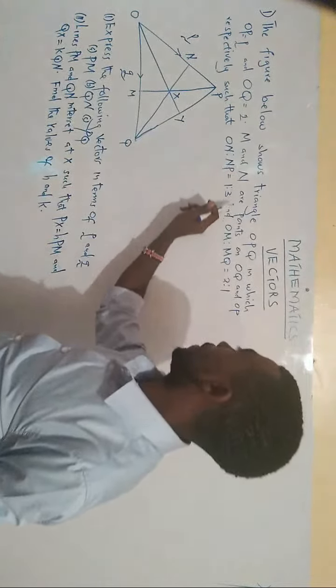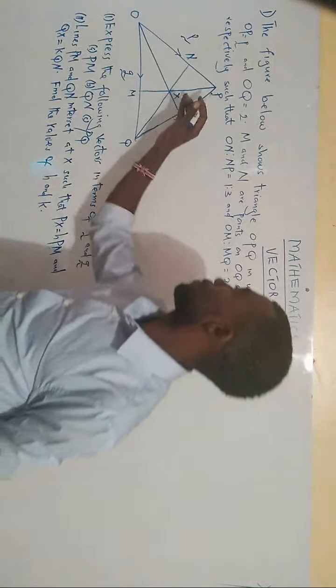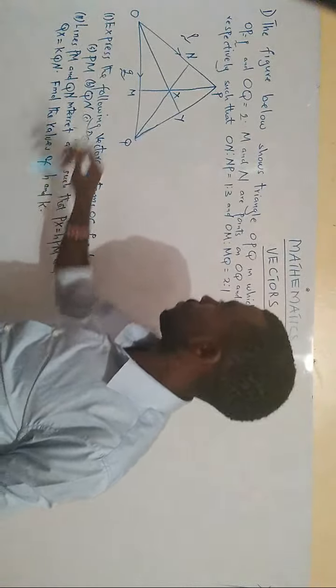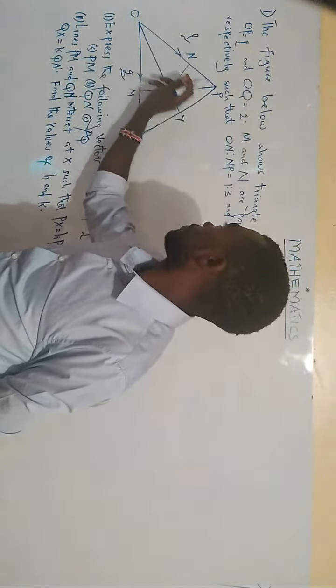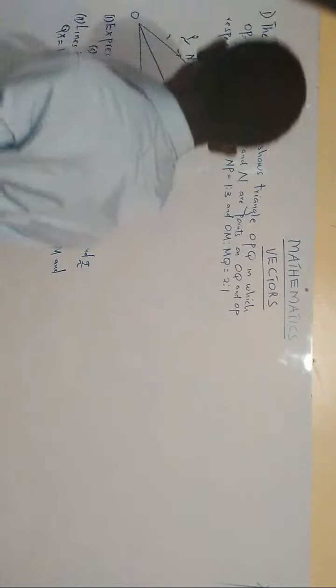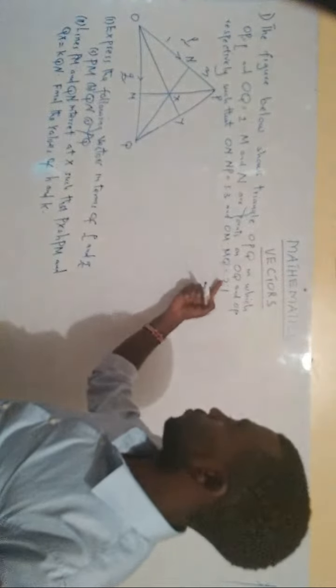M and N are points on OQ and OP, respectively, such that ON to NP is 1:3, and OM to MQ is 2:1. That's the information we are given. Then we have the triangle there.